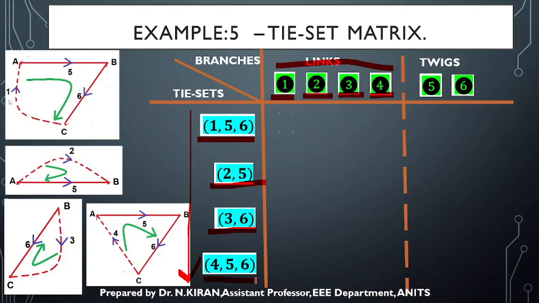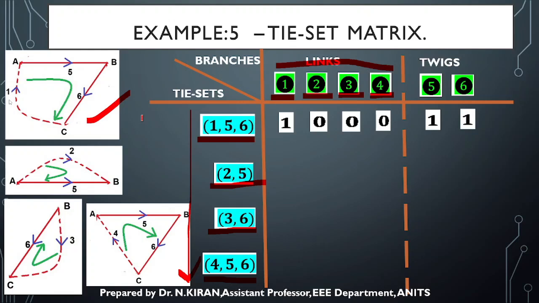Okay, so let us consider the first tie set. Here the loop direction and the link direction are the same, so you'll get +1. The second, third and fourth branches are not at all involved in this tie set, so 0. The fifth twig is in the same direction as the loop direction, so +1. The sixth twig is in the same direction as the loop, so it is +1.